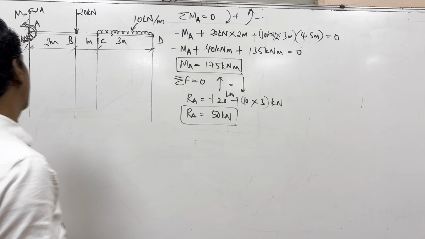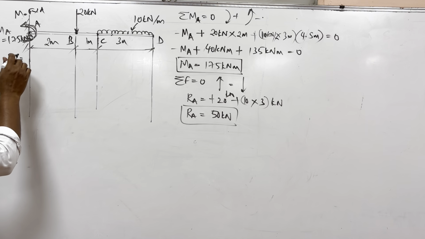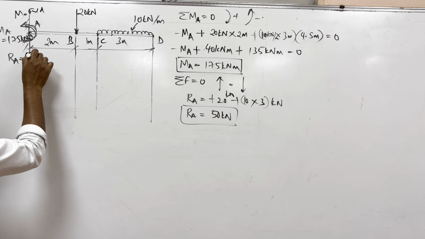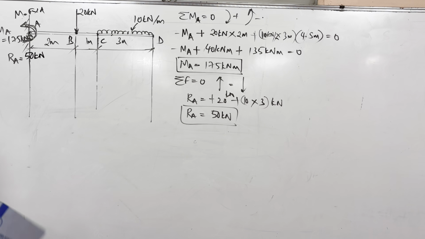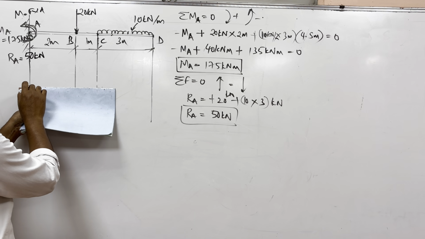So once you have done this, around 80% of the problem is done. Sorry, about 40% of the problem is done, because if you go wrong here, then the rest of the problem will go. But usually, when you have got this step, the rest of the problem will automatically fall in place. So RA is equal to 50 kilonewton. Guys, once you have done this, then draw a SFD line.